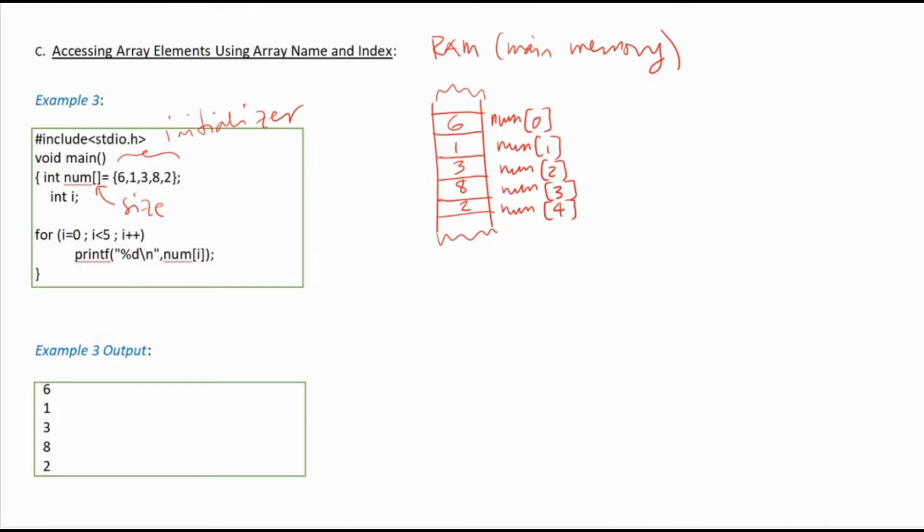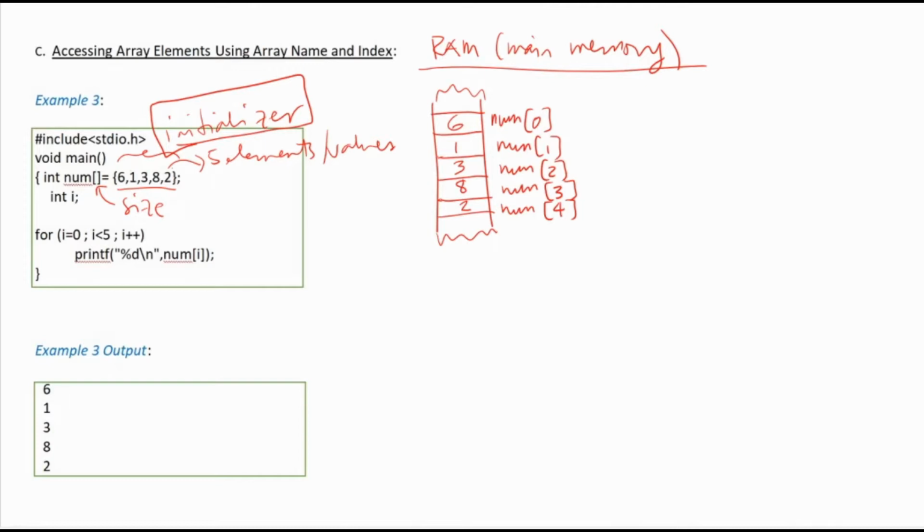The compiler will know the actual size of the array by simply counting the number of elements you listed in the initializer. So since there are 1, 2, 3, 4, 5 elements, or 5 values in the initializer, the compiler will allocate 5 integer type memory locations for the one-dimensional array num. So say this is the RAM or the main memory representation, and these are the values.